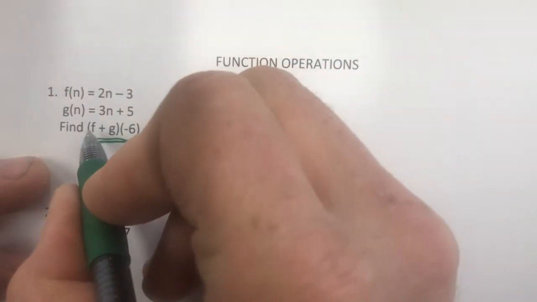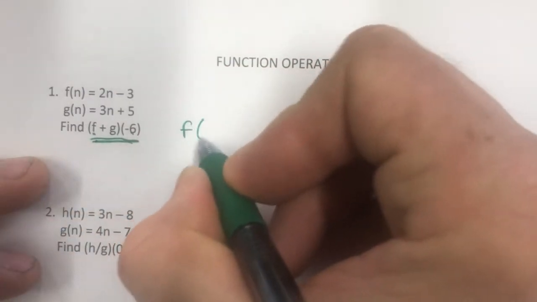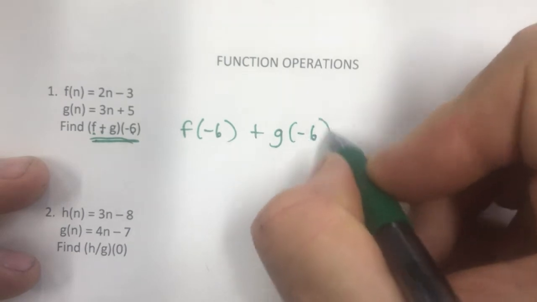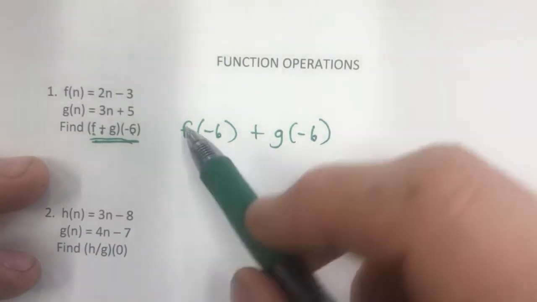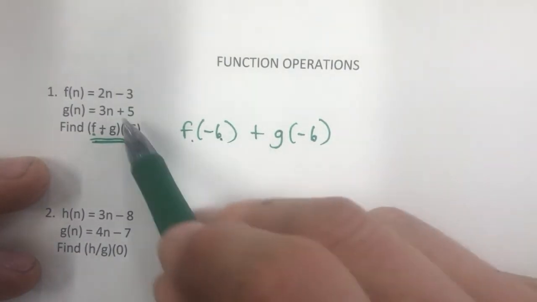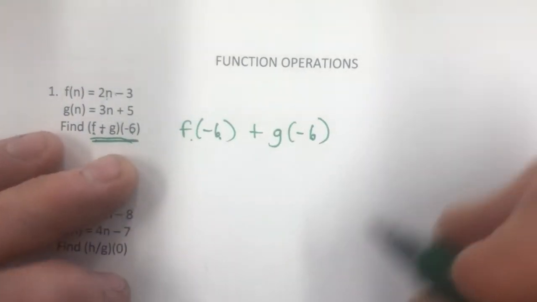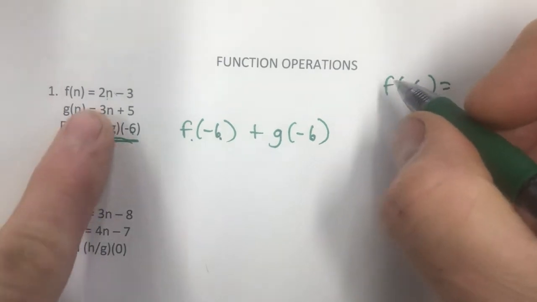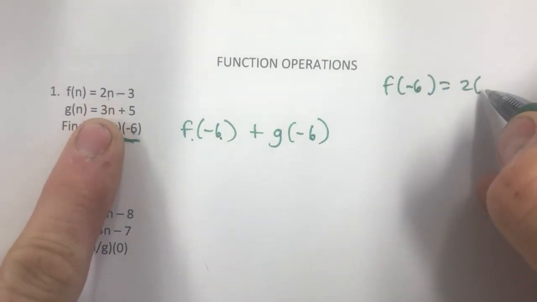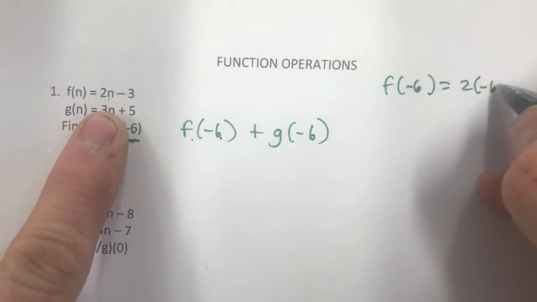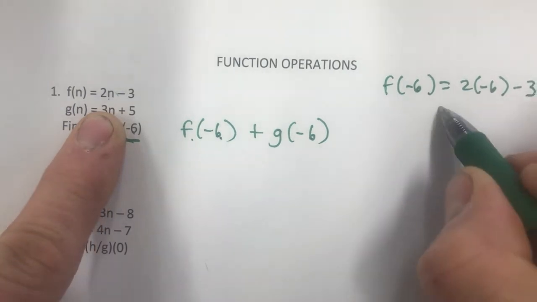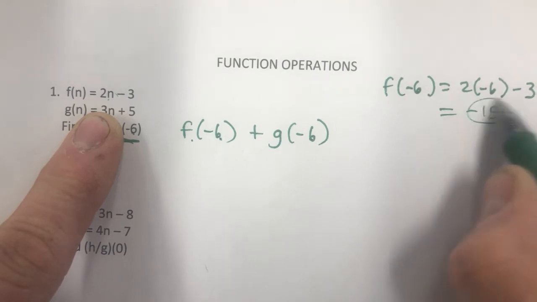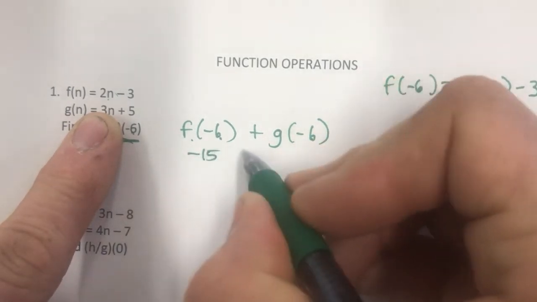What this means is this is f of negative 6 plus g of negative 6. So I have to do f of negative 6, so I put negative 6 in that function there. Let me write it over here. f of negative 6 is going to be, I put negative 6 in for n, so it's going to be 2 times negative 6 minus 3, which is negative 12 minus 3, which is negative 15. So there's f of negative 6 right there.